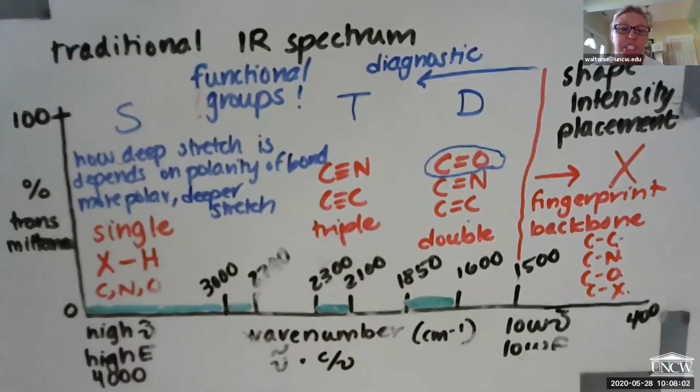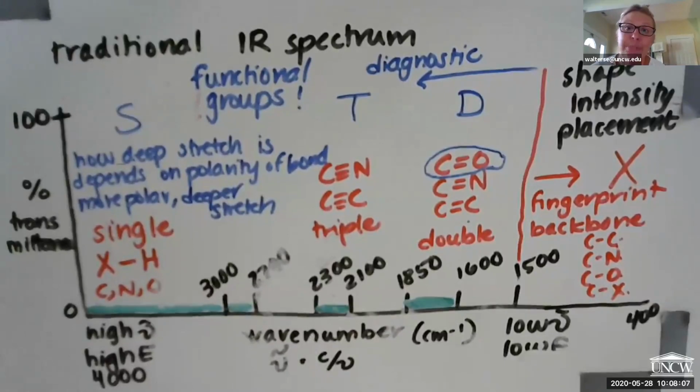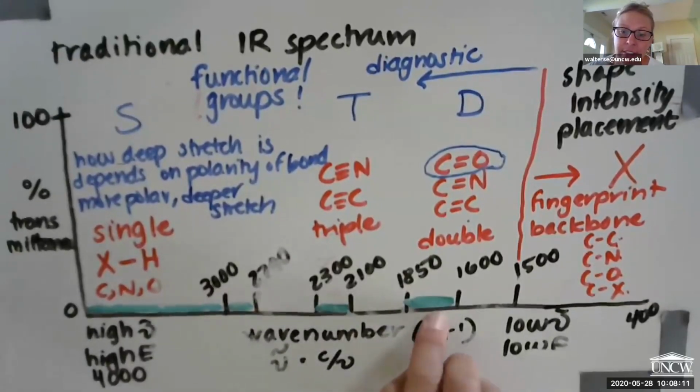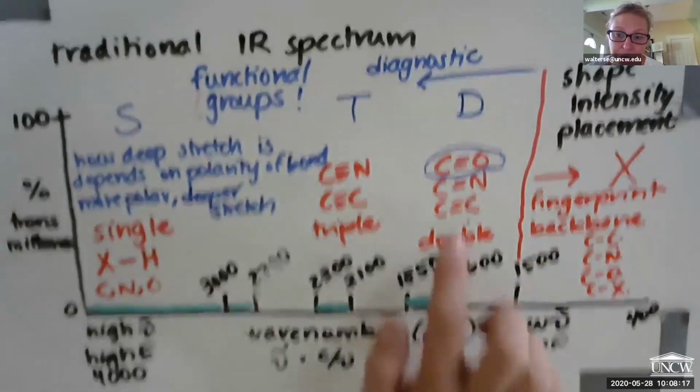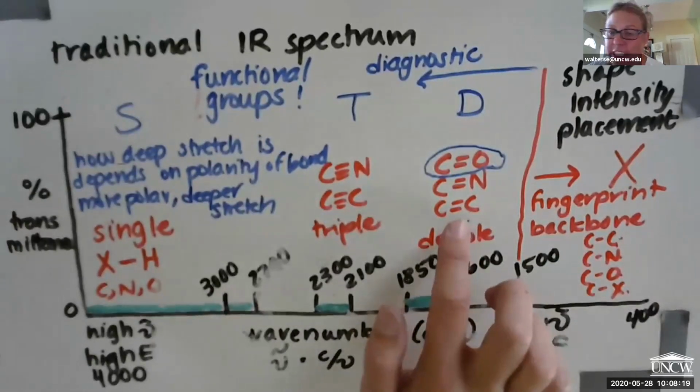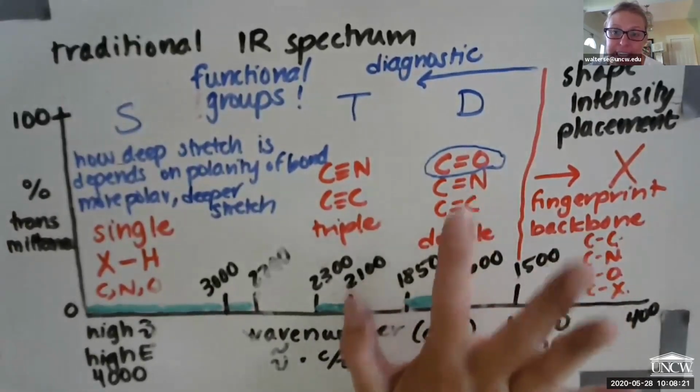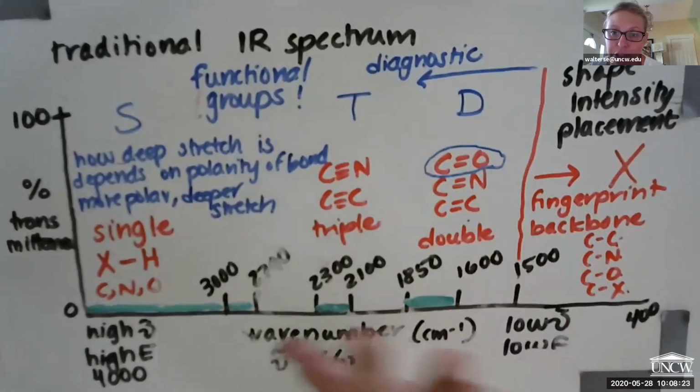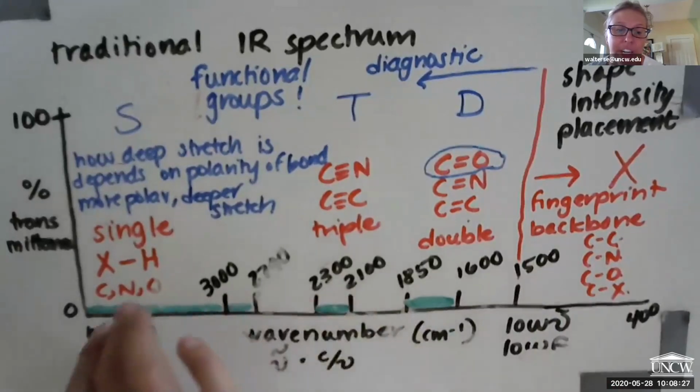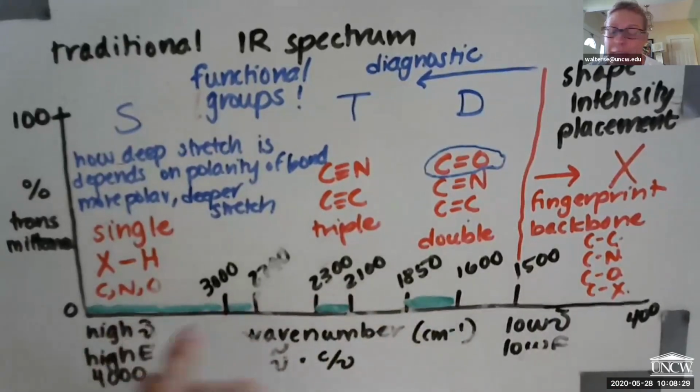What I would suggest you don't do is memorize specific numbers. Memorize these regions. So 1600 to 1850 is a place where you can find these bonds. Don't say it has to be at 1710. That's not true because you're going to have some variation depending on the molecule. So it's the regions that are important. And I'll explain why I have an extra mark here.